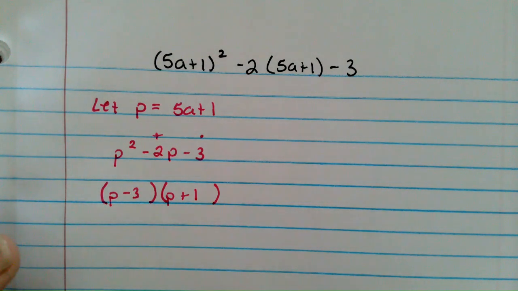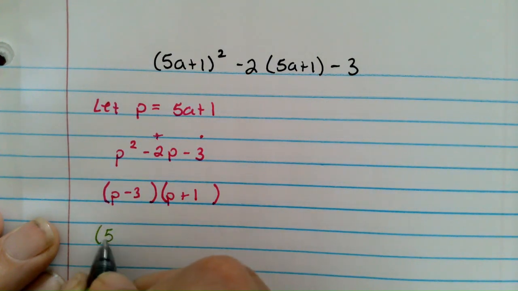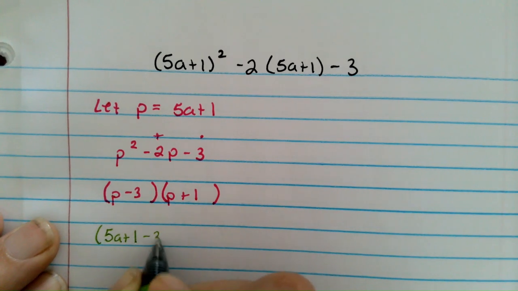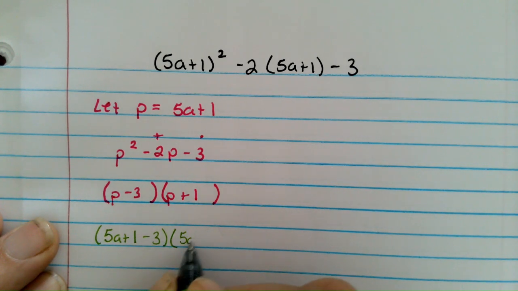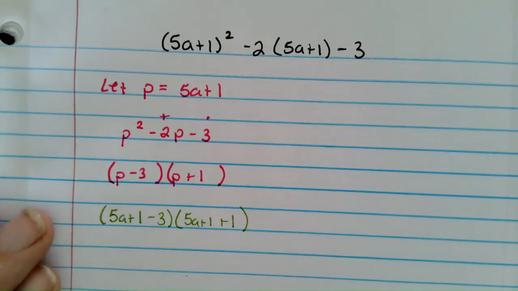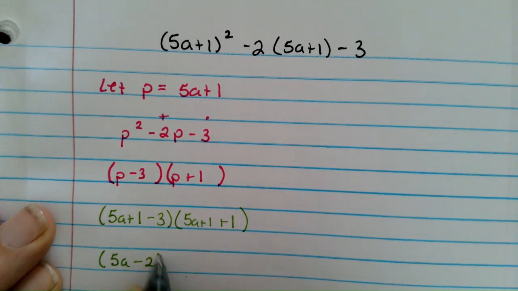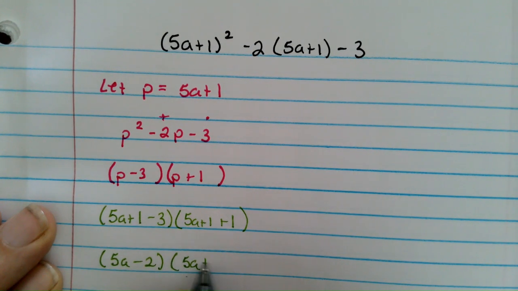Now, our original problem did not have p's in it, so now we have to undo our substitution. 5a plus 1 minus 3, 5a plus 1 plus 1. So see how I just changed p back now? And then I can simplify. 5a minus 2, 5a plus 2.